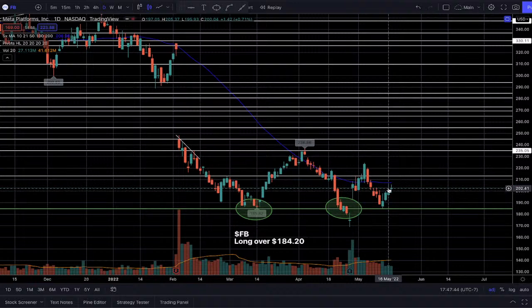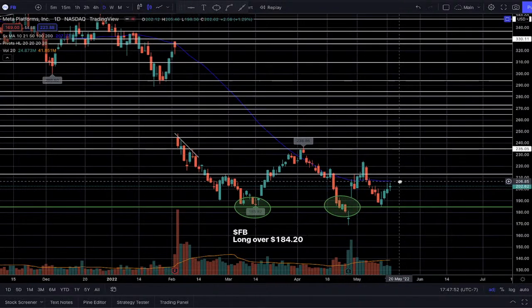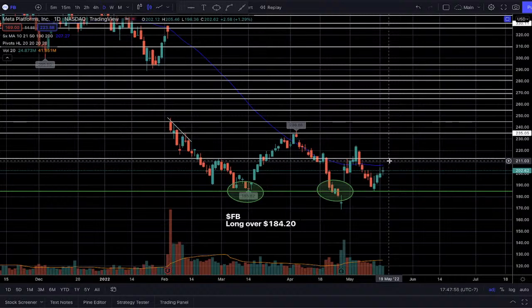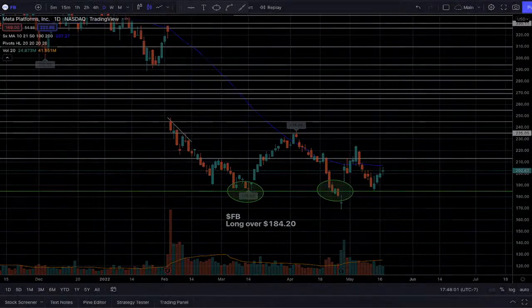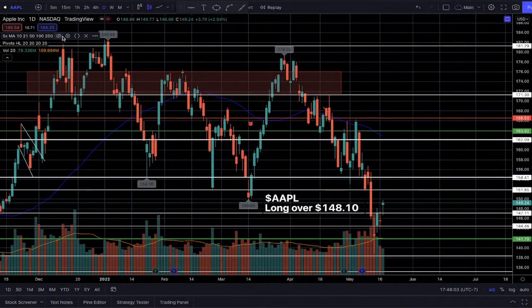I mean, Facebook here, or Meta, this is not really a mean reversion. We're just kind of bouncing on top of the 50 SMA, coming back down. I think there's a good chance that we continue to see kind of chop here for Facebook. But that's basically it for Facebook. I'm not really interested in that name. I'm going to wait for a few more weeks of a setup.